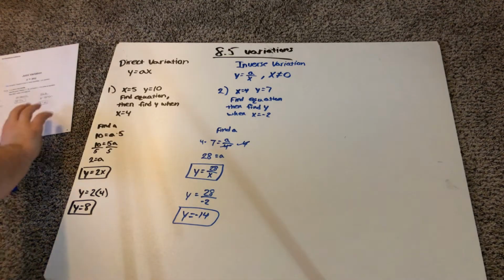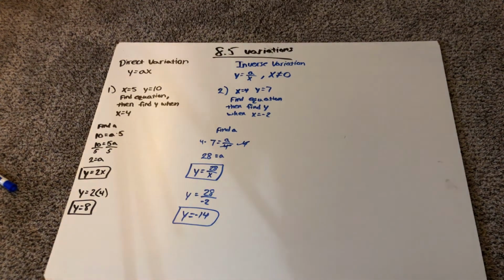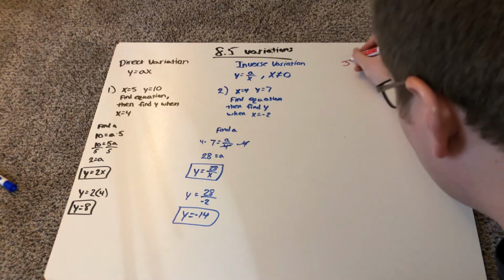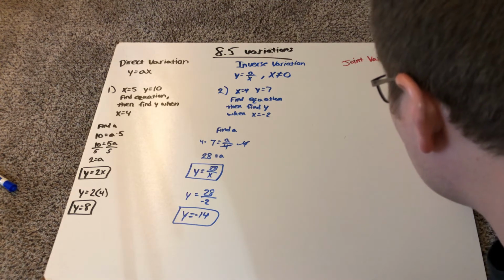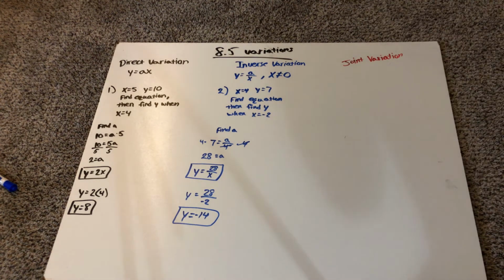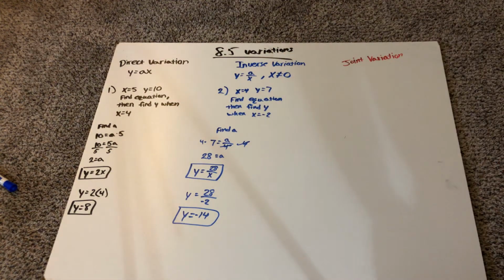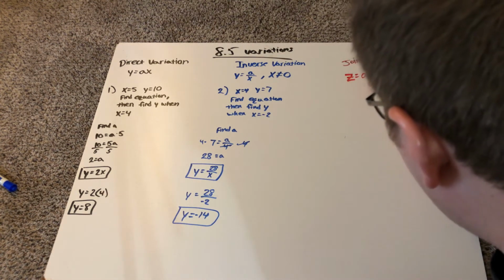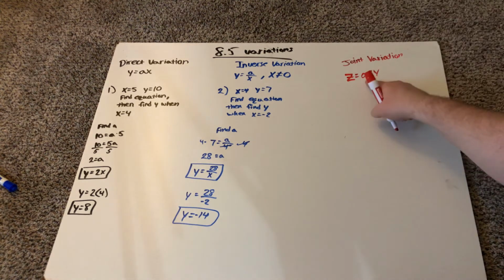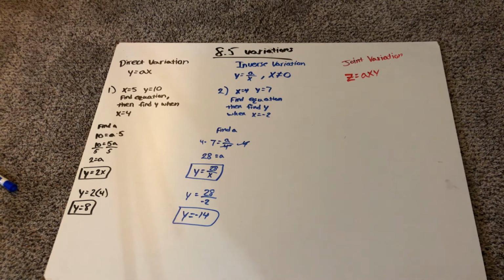And our third and final type of variation is called joint variation. Joint variation is just a product of two or more quantities. So that means, like right here, we have a times x. We're going to have another variable. We're going to add in z. Z equals a times x times y. So see how my constant a is multiplying x and y? A is always our constant no matter what.